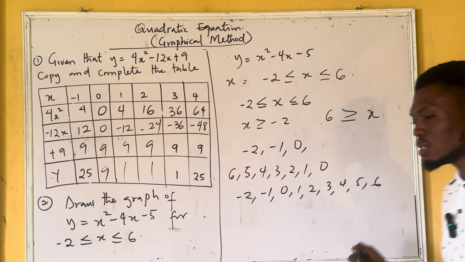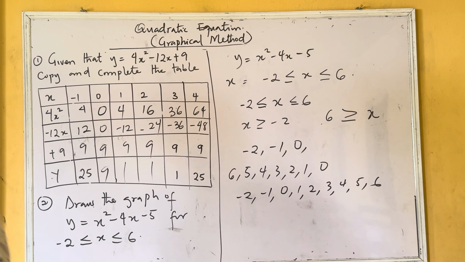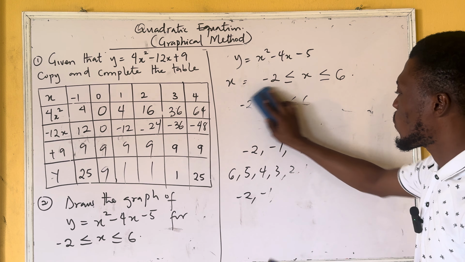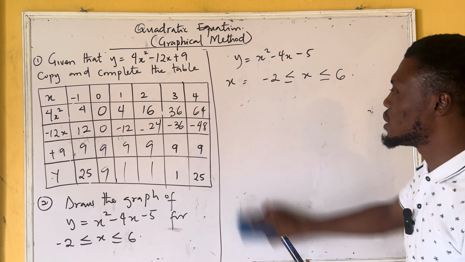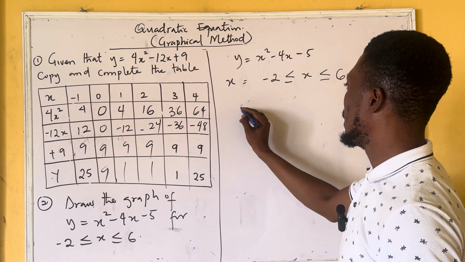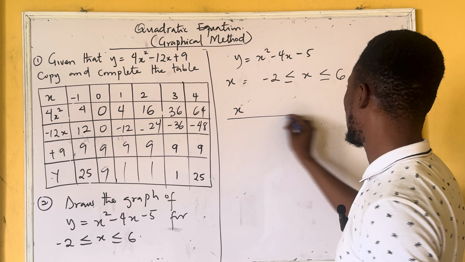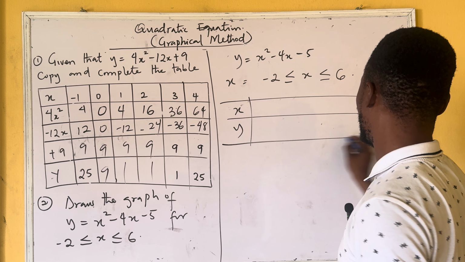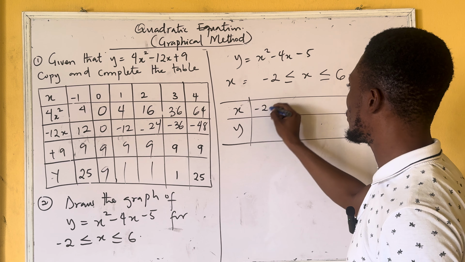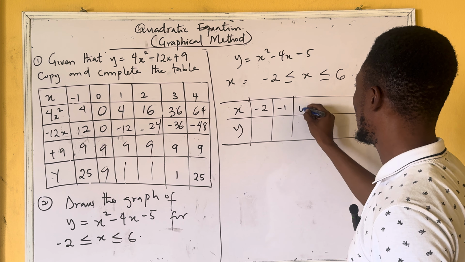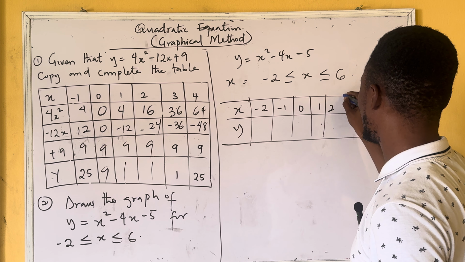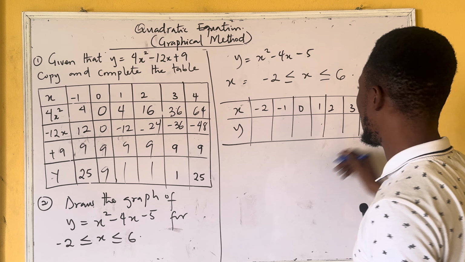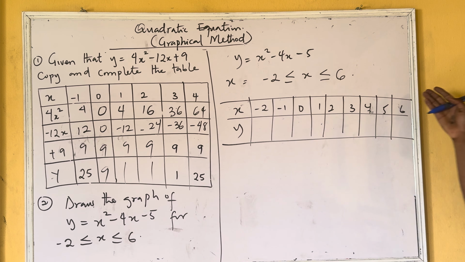Now, I haven't done this. I need to now prepare a table. To prepare a table will just be a table of x and y only. X, then y. So don't forget I have minus 2, minus 1, 0, 1, 2, 3, 4, 5, and 6. That's the range of numbers that I calculated using this.